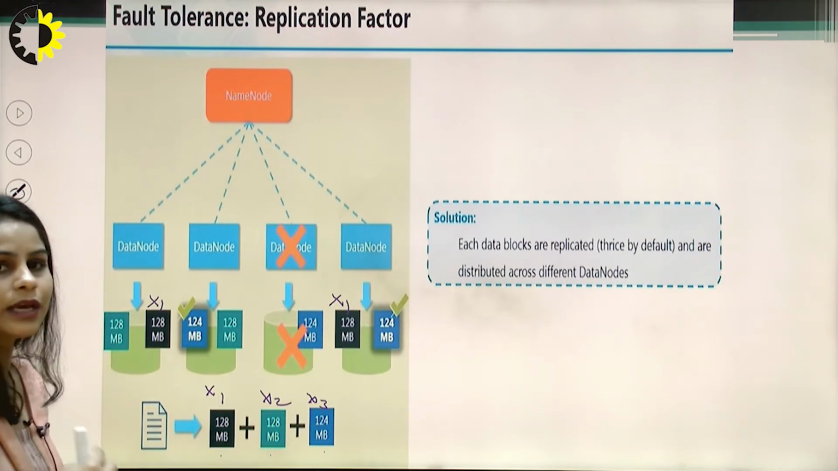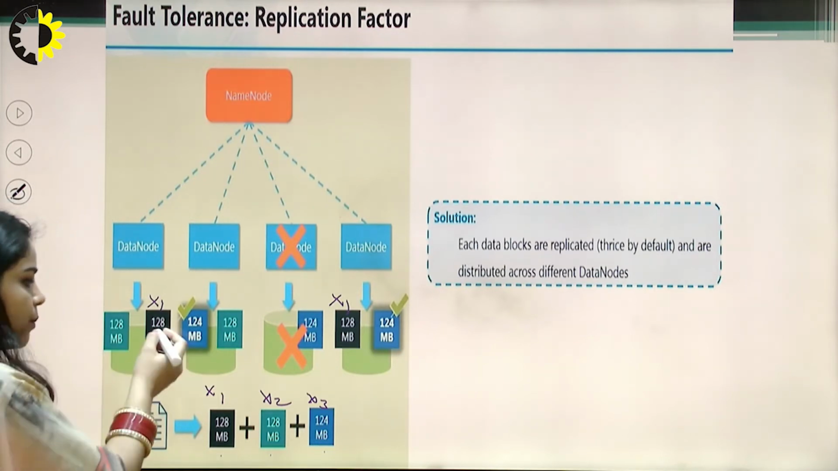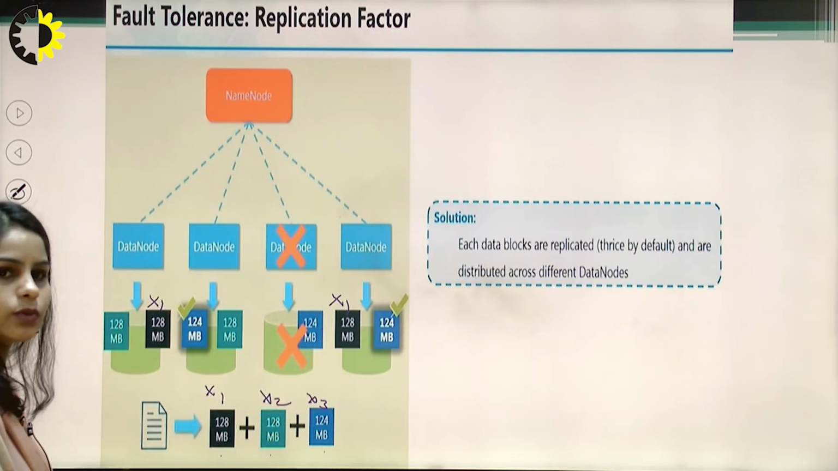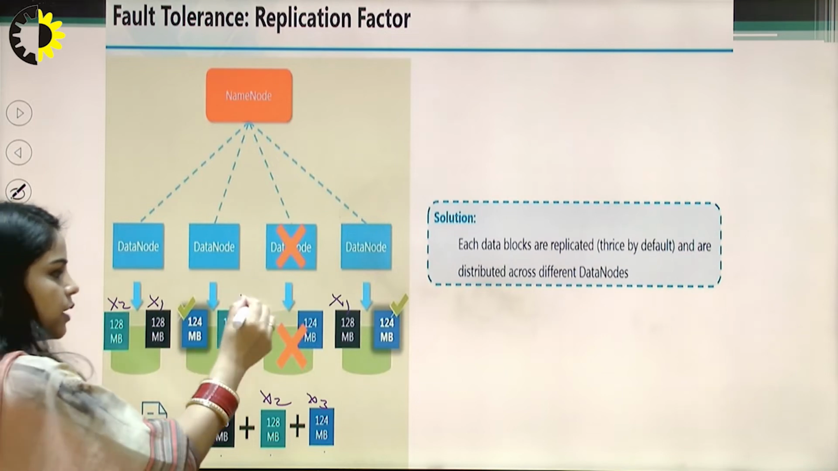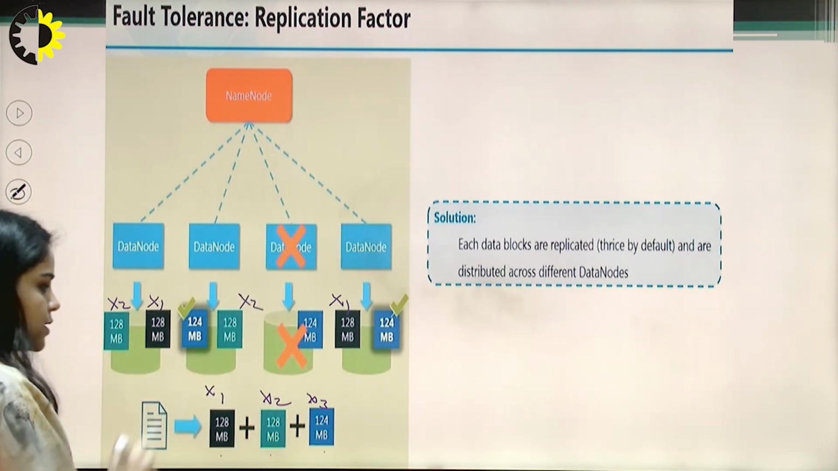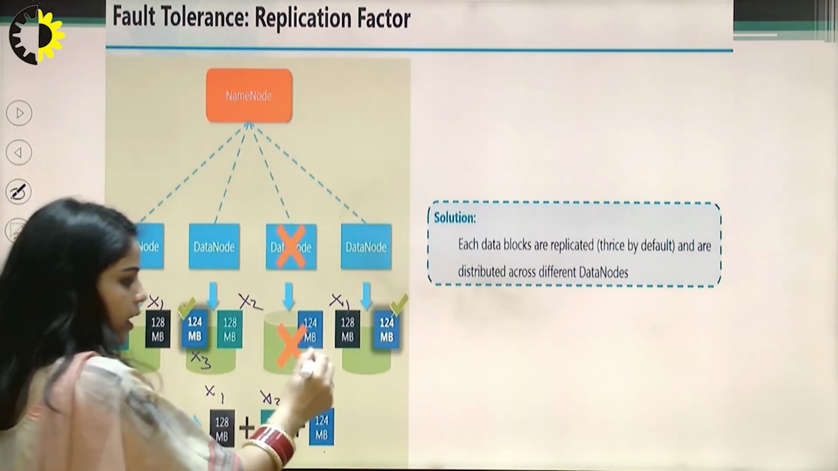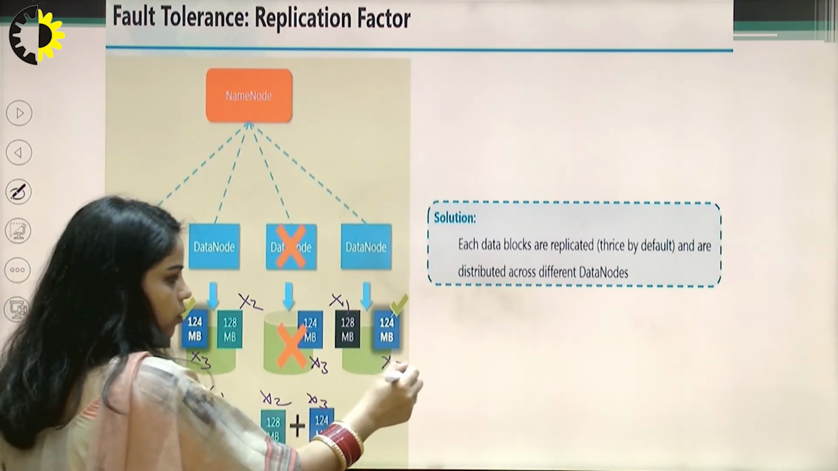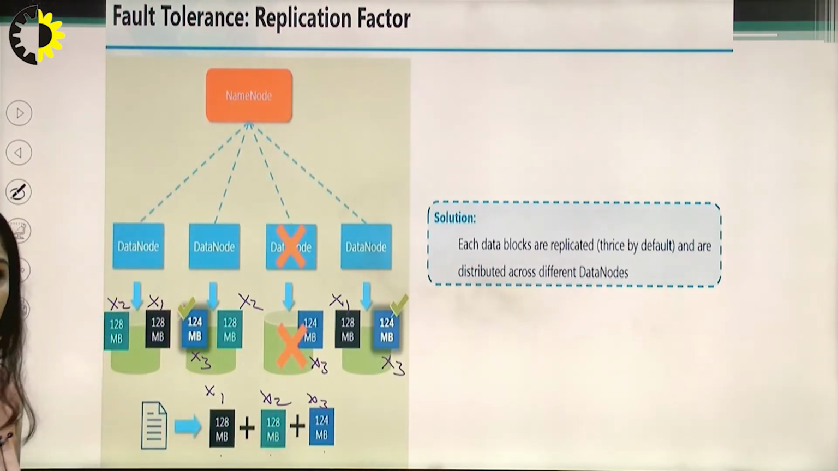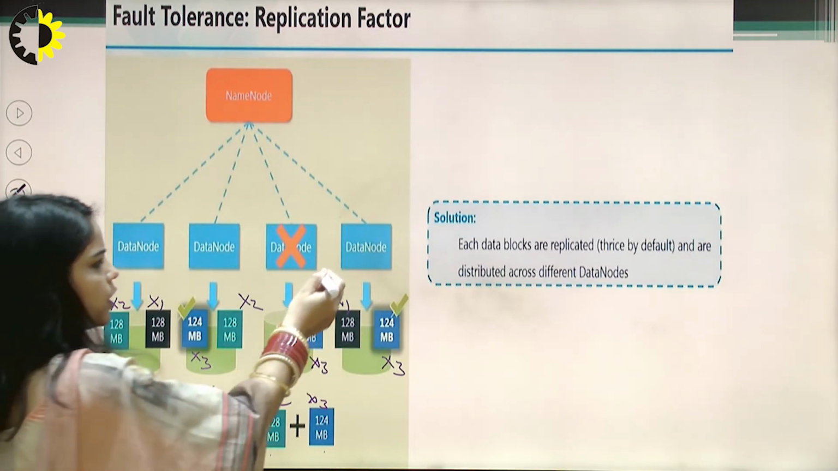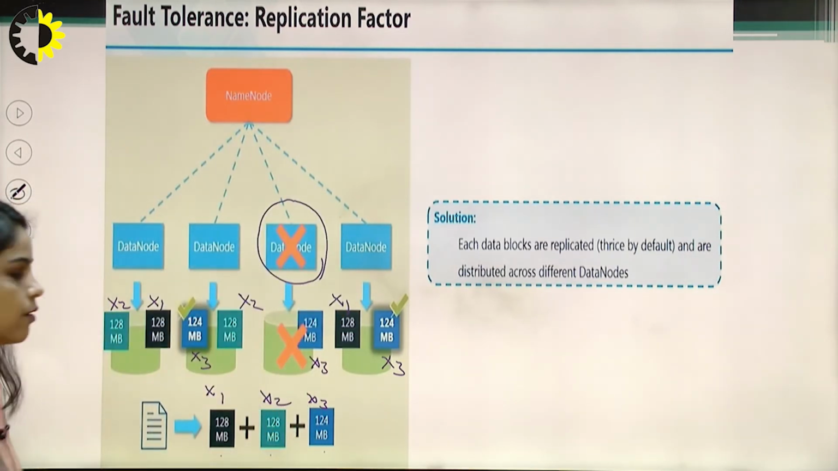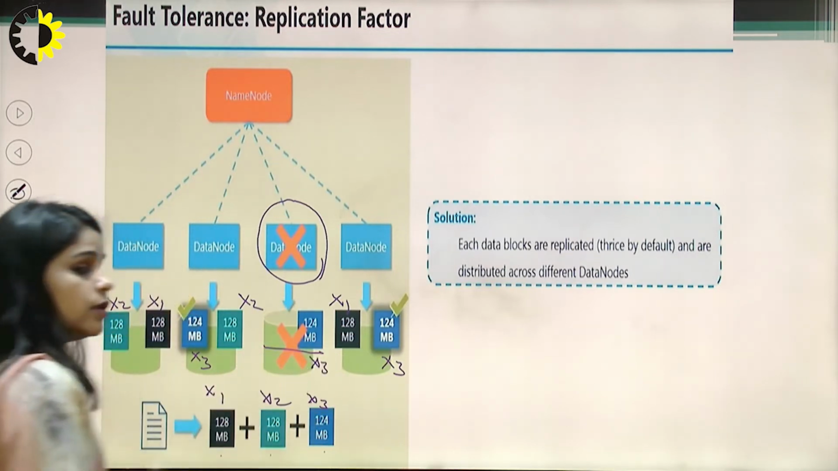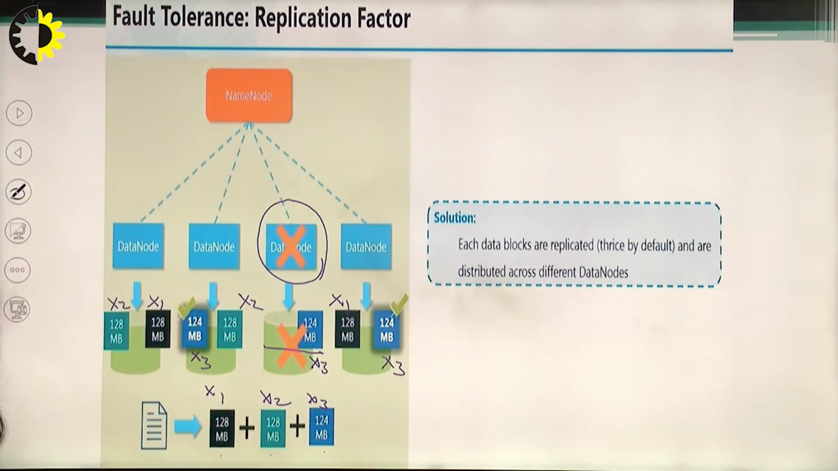by performing replication? See, I am keeping X1 here and keeping one copy of X1 here. In the same way, for X2, we are keeping X2 here. For X3, we are keeping X3 here, here, and here also. Now, in case at any point data node 3 stops working or fails, we might lose 128 MB of data, right?